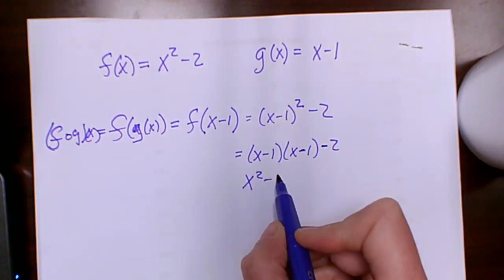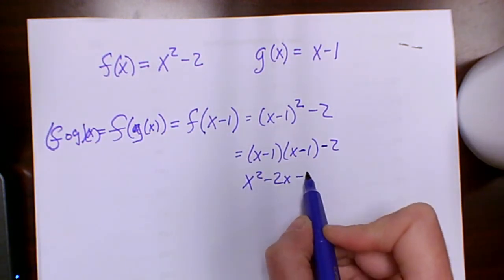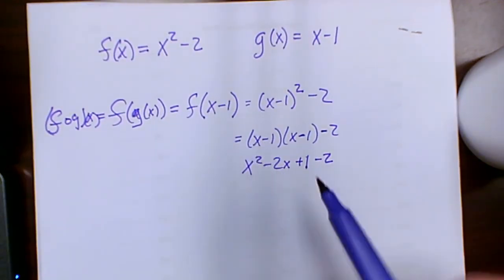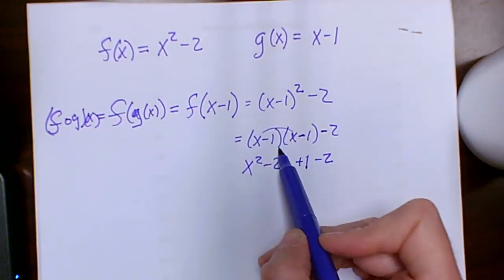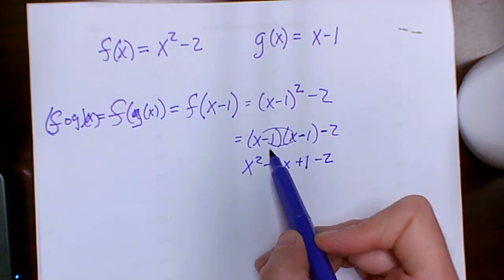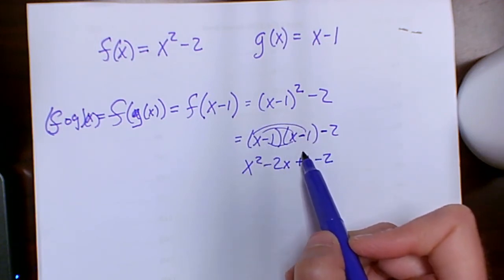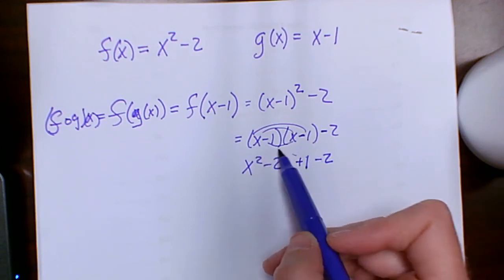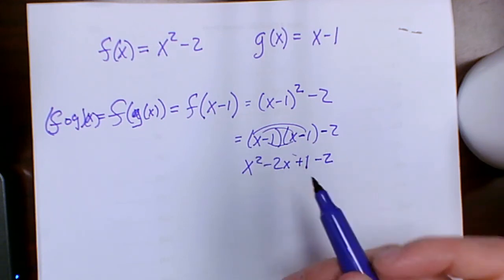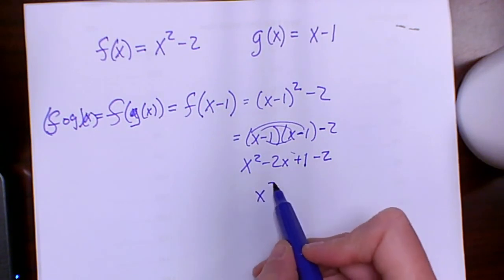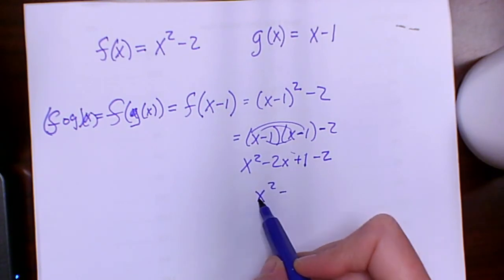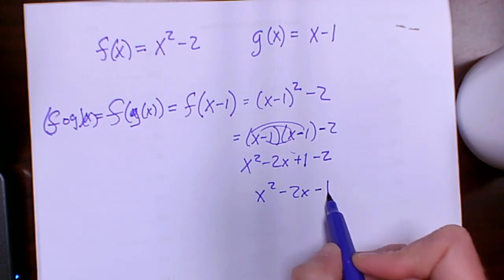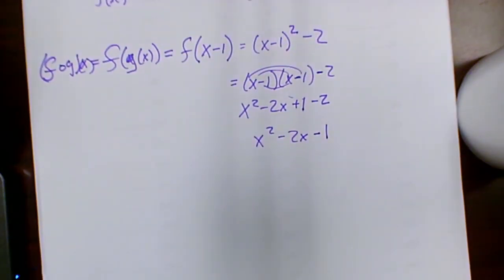X squared minus 2x plus 1 minus 2. When you FOIL this out, it's going to be x squared minus x plus 1. So the negative x plus negative x is that negative 2x. Then we have x squared minus 2x minus 1. So that will be our answer.